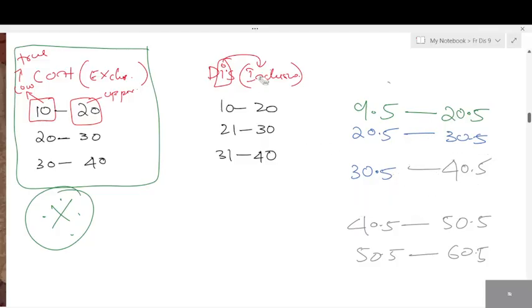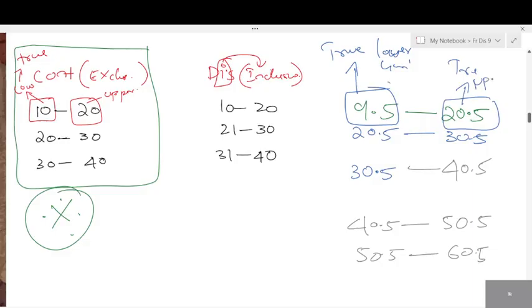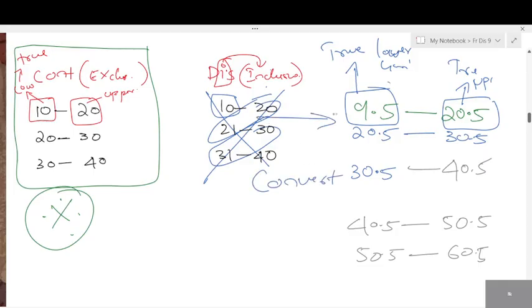Okay. Now, for inclusive form, this is known as true upper limit, true lower limit. What do you call this as? True lower limit. And the 20.5 you call it as true upper limit. Remember, for discontinuous, 20, 21, 30, 31 are all discontinuous, students. So we don't tell 10 as true lower limit and we don't call 20 as true upper limit. First you have to convert. First convert it. After conversion, you call it as true upper limit and true lower limit. Is this clear? Did you all understand?